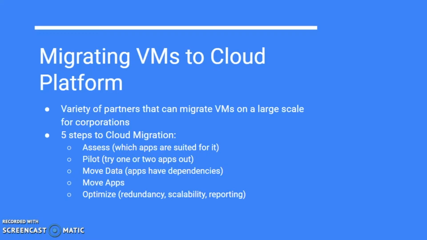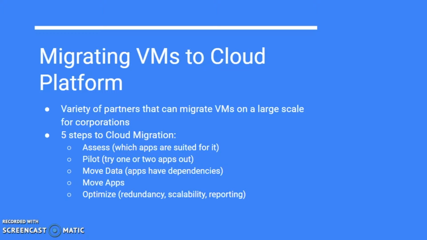Step 1 being assess, which is namely take a look at your organization and your applications and evaluate which ones would be suited for migration to the cloud and which ones would not. Some of the applications which they recommend migrating are dev, test and QA, internal web apps, and batch processing. Step 2 is to pilot, or take 1 or 2 apps, migrate them to the cloud, and see how the performance is affected, if at all.